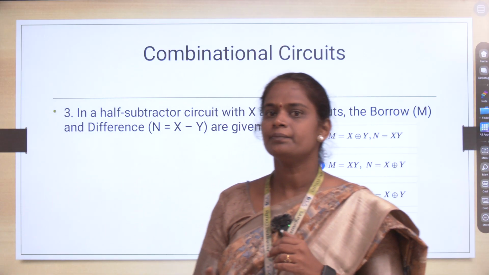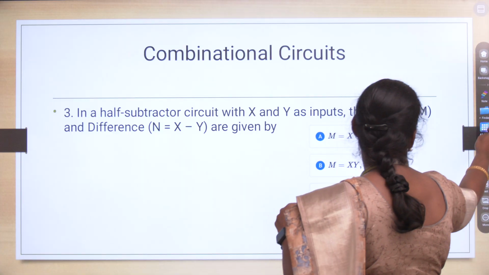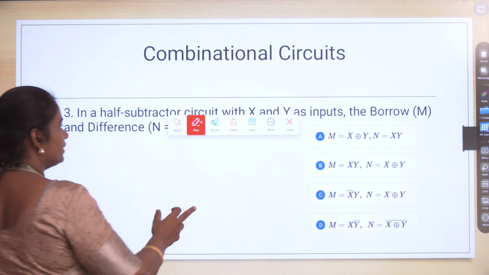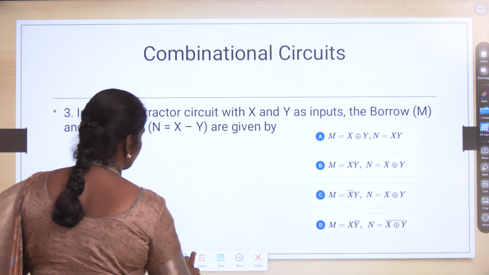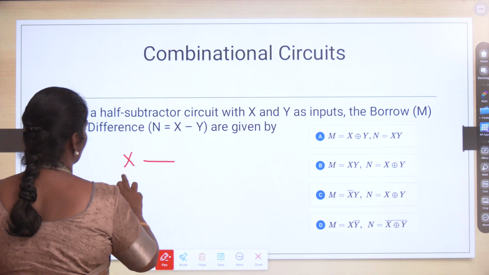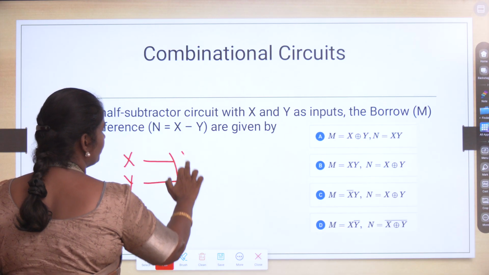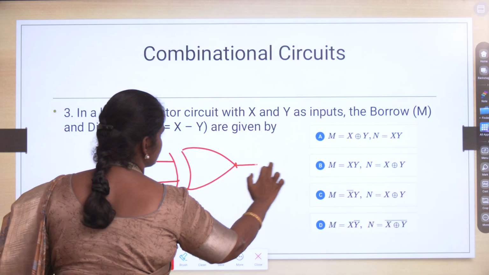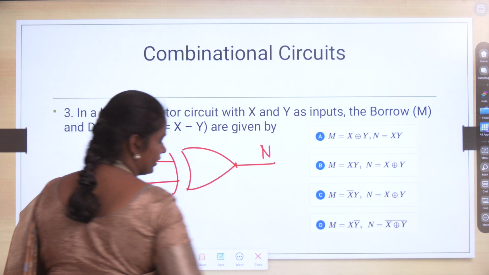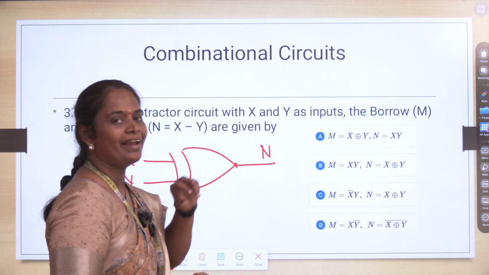So, for the half subtractor, just a minute, I will draw the half subtractor circuit so that it is easy for you to understand the outputs. X and y are the inputs of the half subtractor circuit. The difference is given as n, and the borrow is m.